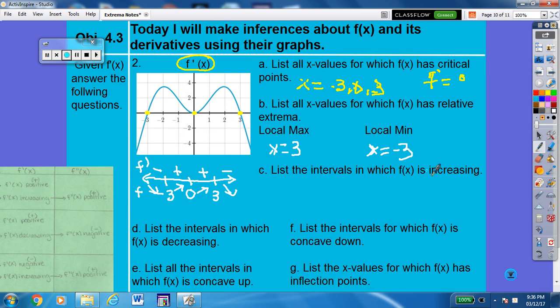So list the intervals where f is increasing. Well, if you make your chart, that's really easy. This function is increasing from negative 3 to 3.